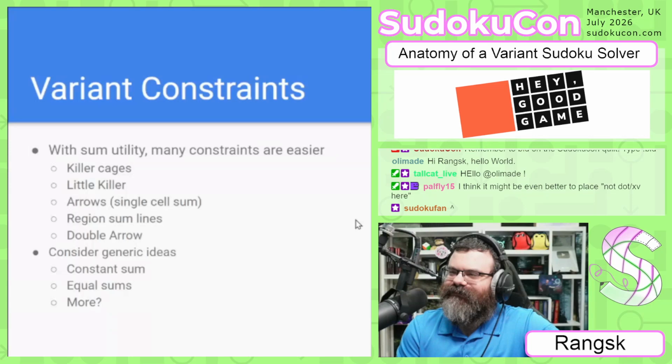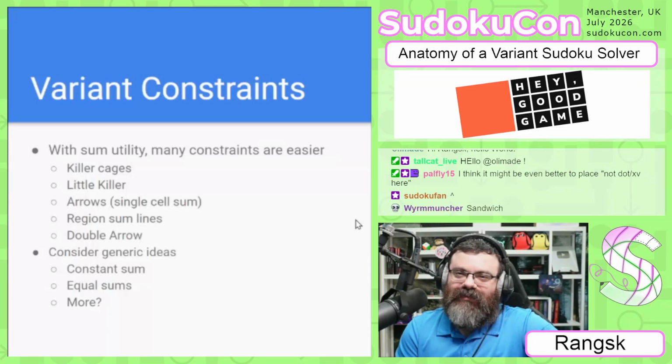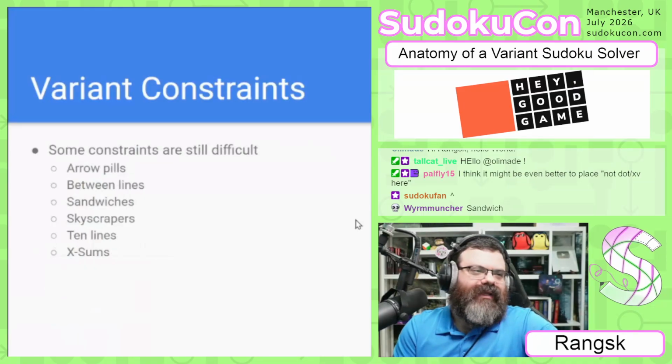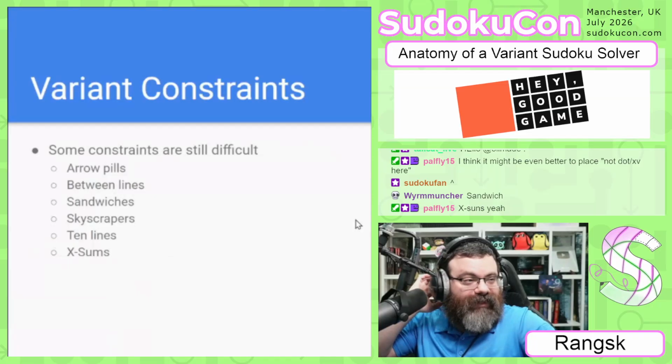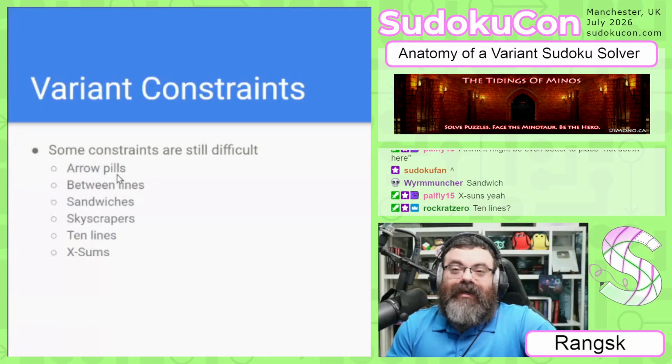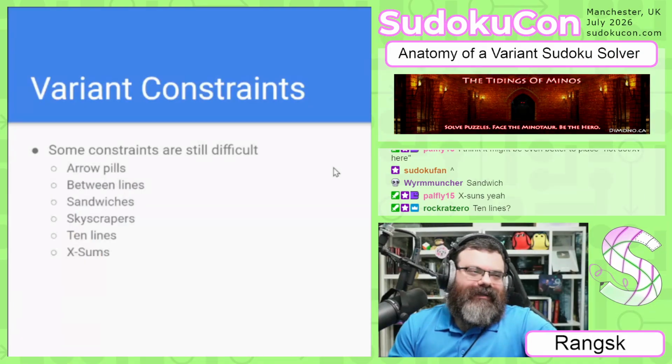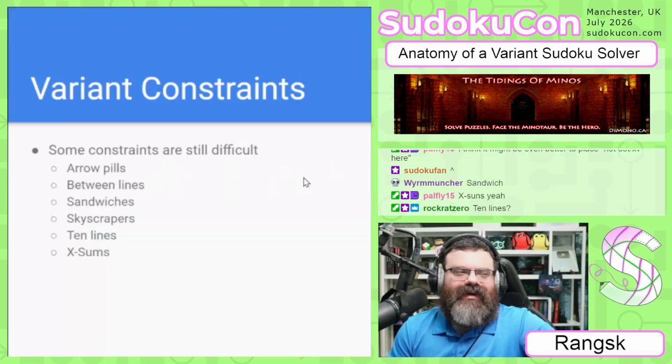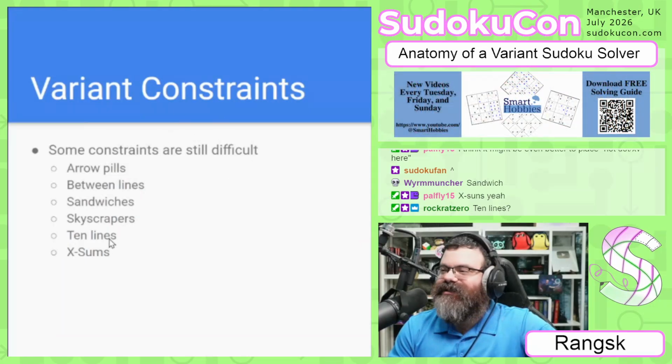X sums? That's one. Yep. Sandwich. I saw one muncher say sandwich. Yeah. Those are still hard. I can talk a little bit about why. So arrow pills, between lines. How could I forget between lines as well? Anyway. Well, it didn't involve sums, so that's why you didn't think of it. Same as skyscrapers. So these constraints are still difficult, not limited to sums. 10 lines is on my list too.